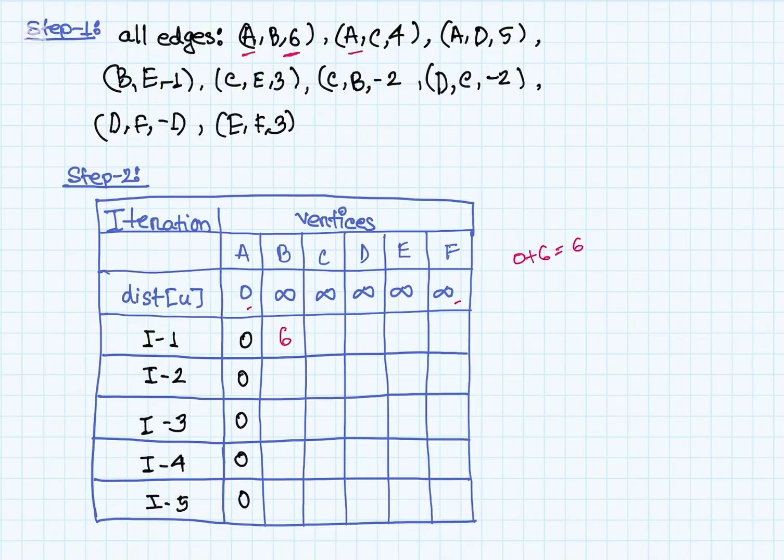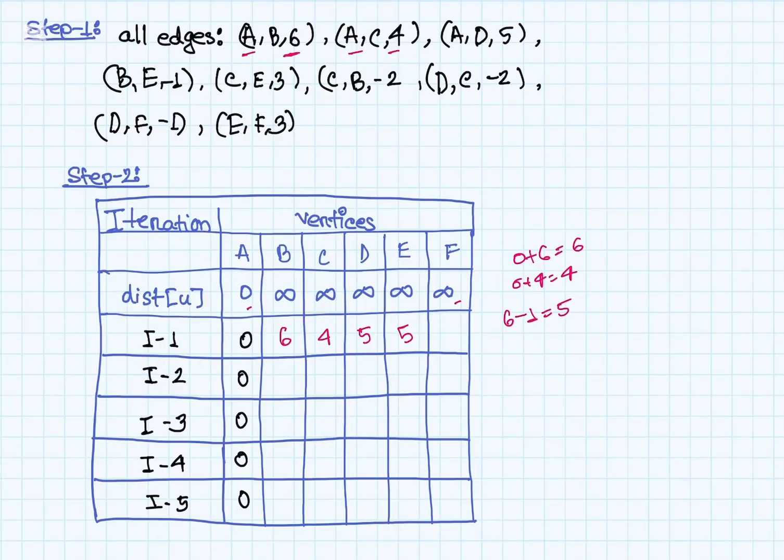The distance of A to C is 4. So 0 plus 4 equals 4. The distance of C would be 4. A to D is 5. So the distance is 5. B to E is -1. So 6 minus 1 equals 5. Let's change the distance of E from infinity to 5.